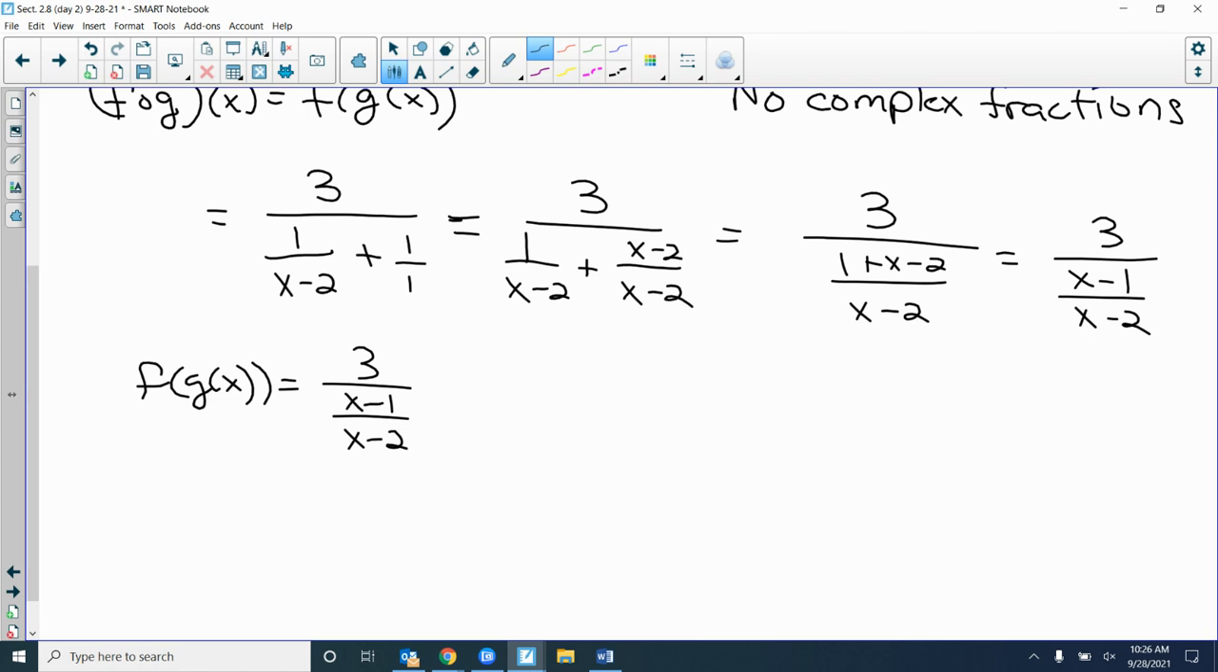Can I leave that? No. Cannot leave that because it's still a complex fraction. Brooke, you know how to fix it? Brooke says no. Don't know how to fix it. All right, that's why I get paid. All right, this is just a fraction. This is like 6 divided by 3/4.